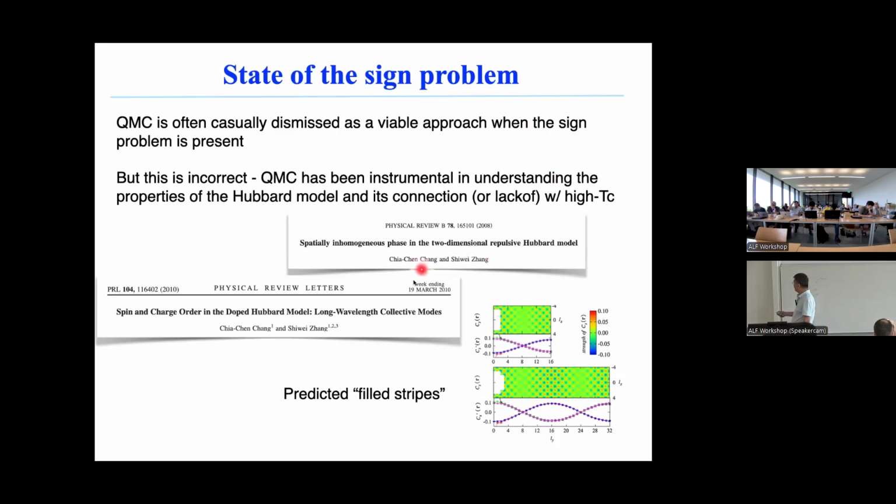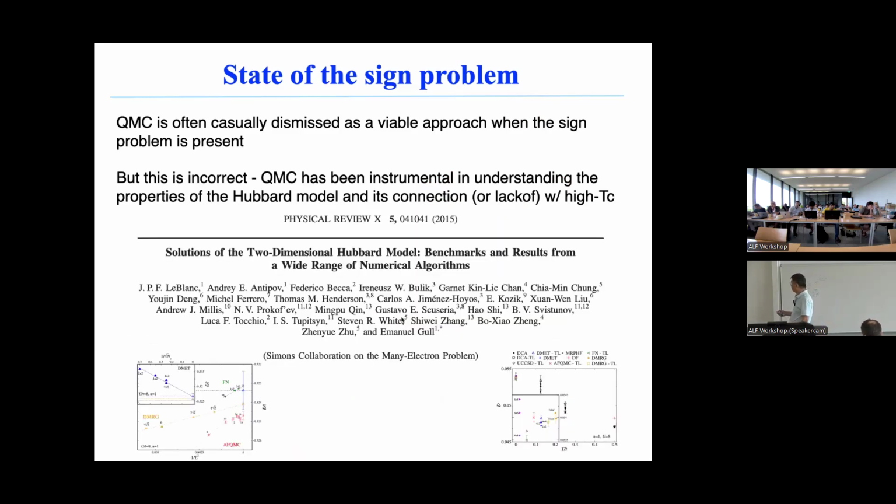This is an old paper dating back more than a decade. Using QMC, it predicted filled stripes in the Hubbard model. This did not stick, right? Probably having to do with this sort of systematic views. And then in 2015, the Simons Collaboration on the Many-Electron Problem launched the first paper, the first benchmark, where QMC again played a key role in putting out a lot of the benchmark results that are currently used.